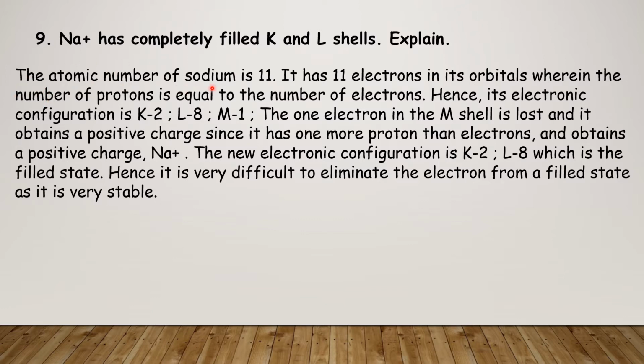The atomic number of sodium is 11. It has 11 electrons in its orbits, where the number of protons is equal to the number of electrons. That means an atomic number of 11 means the number of protons and the number of electrons are the same, 11 electrons and 11 protons. Hence, its electronic configuration is K2 L8 M1. 2 plus 8 is 10, 10 plus 1 is 11. So that is the sodium atom's electronic configuration.